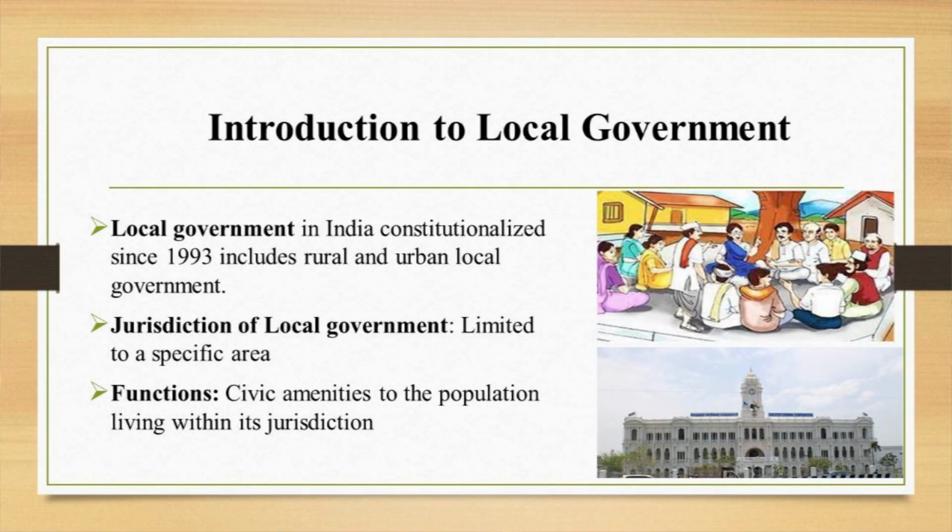Local government in India has been constitutionalized since 1993, which includes both rural and urban local government. The jurisdiction of local government is limited to a specific area, and its functions are related to the provision of civic amenities to the population living within its jurisdiction. The important attributes of local government are its statutory status, the power to raise finance by taxation in the area under its jurisdiction, participation of the local community in decision making, and freedom to act independently of central control.